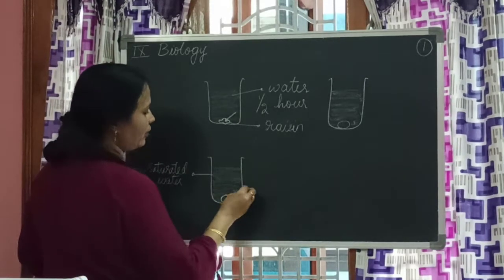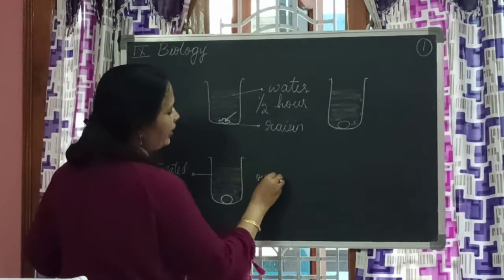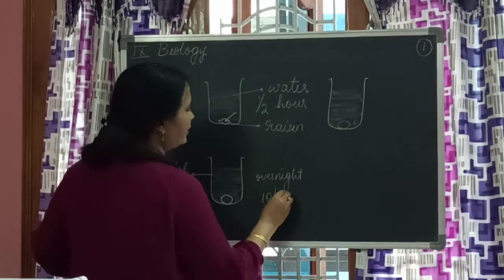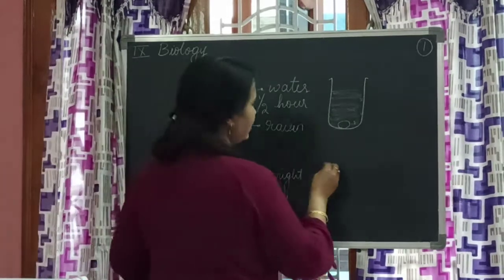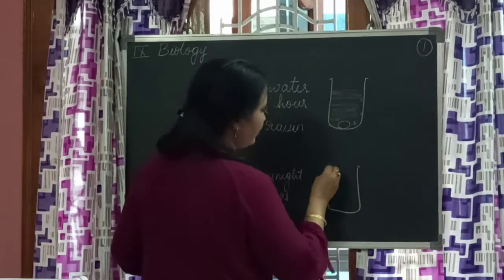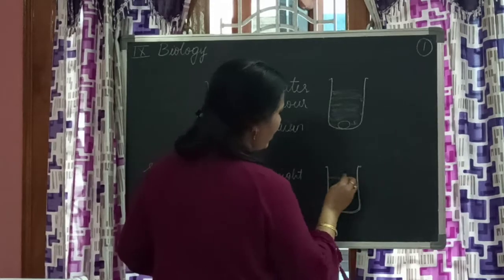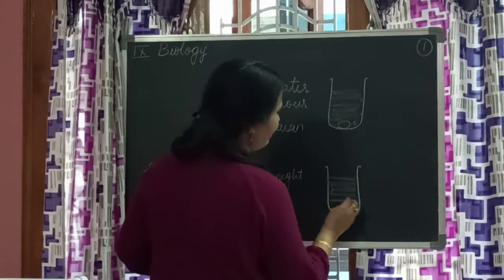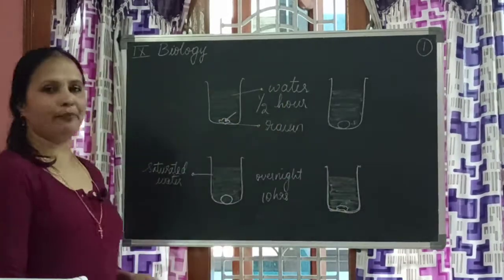Now leave this overnight. Overnight means minimum how many hours? 10 hours. Let us imagine 10 hours. You leave it like that. Now what you notice after 10 hours is that the bulged raisin now looks wrinkled. What happened? What happened to this reversal of situation? Why did it happen like that?